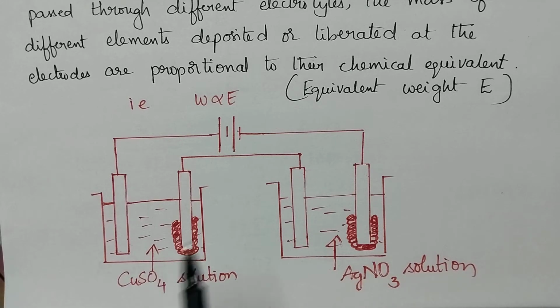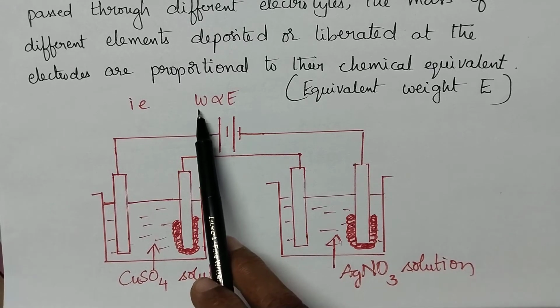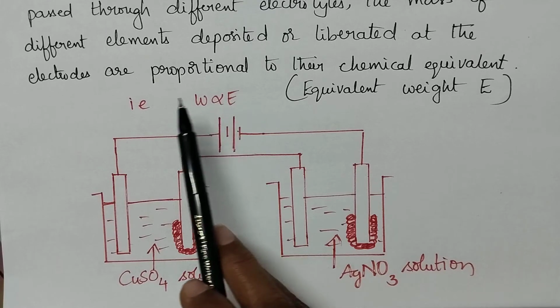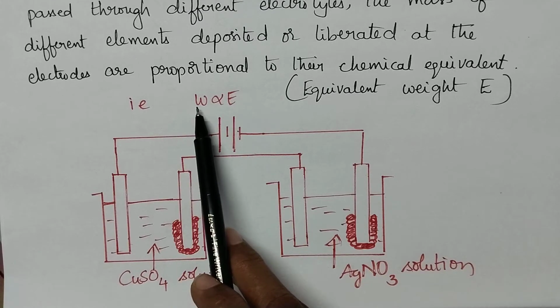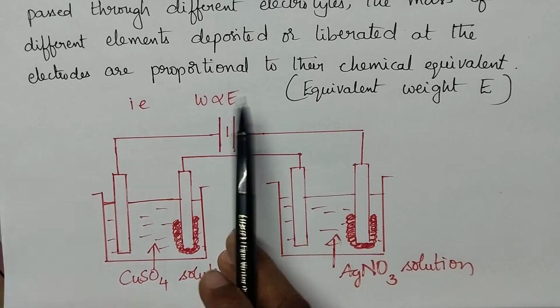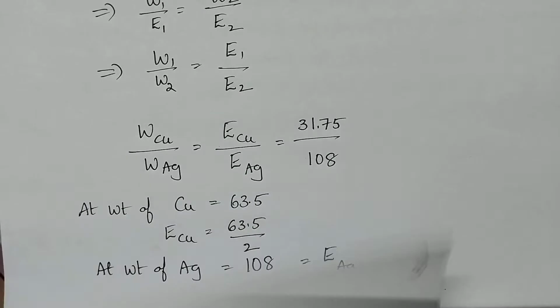Whenever the same quantity of electricity is passed through different electrolytic solutions which are connected in series, the weight of the substance deposited is directly proportional to the equivalent weight. So mathematically, W is directly proportional to capital E. Capital E stands for equivalent weight.